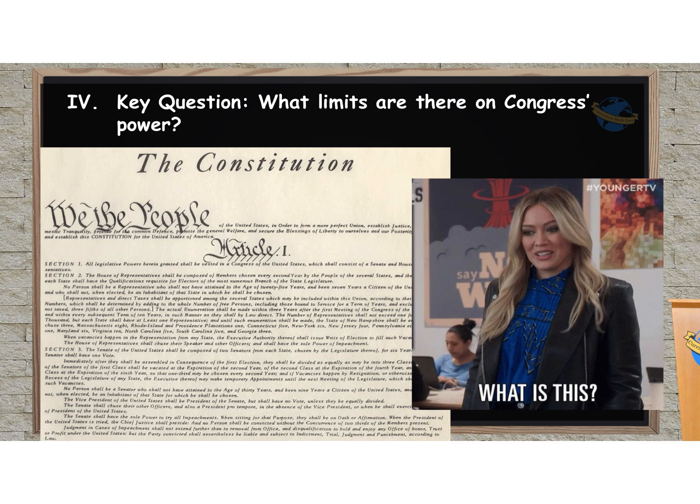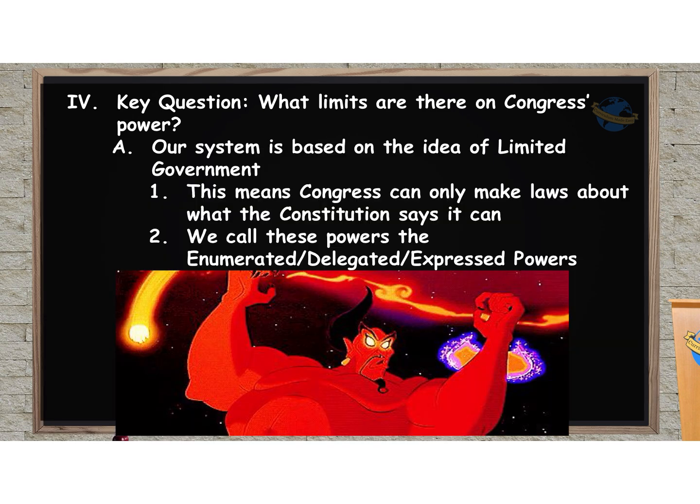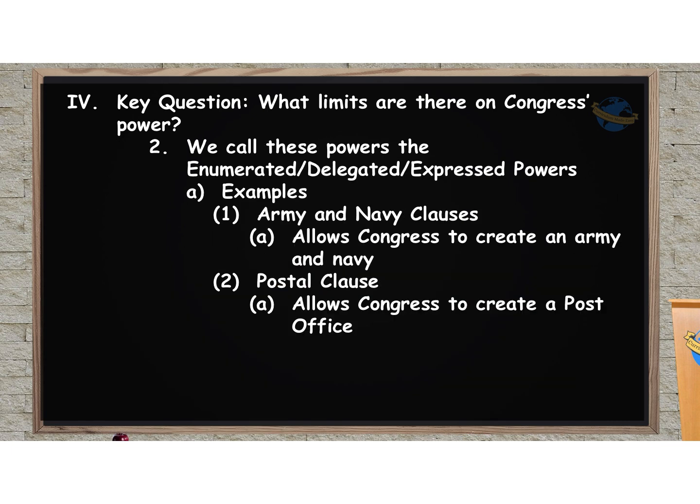Okay, we talked about what powers Congress has and what Congress is. Are there any limits to what Congress can do? That's a great question. You'll remember one of the values of our country is limited government. This means Congress can only make laws about what the Constitution says it can make laws about. You'll remember those are called the enumerated, delegated, and expressed powers. For example, the Constitution explicitly says that Congress has the power to create an army and a navy and a post office.